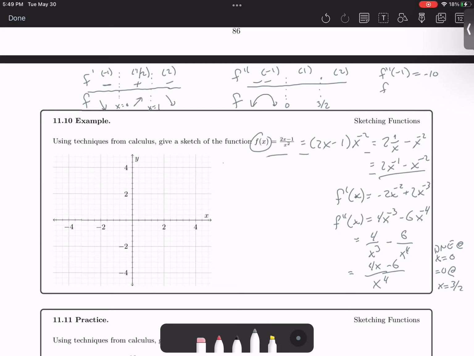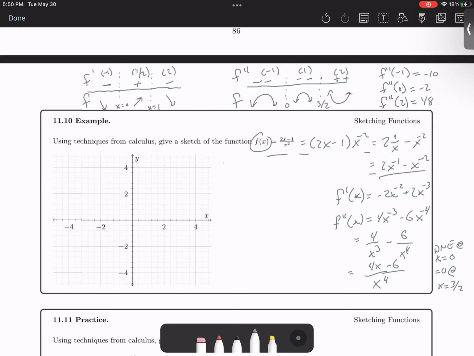The second derivative at the next test value, something between 0 and 3 halves, is 1. That's going to give us a minus 2. So we're still negative, concave down, frowny face. Our second derivative at 2, so what's going on the right side of 1.5? We get 1/8. That's a positive number. Our function is concave up, so we get a smiley face there.